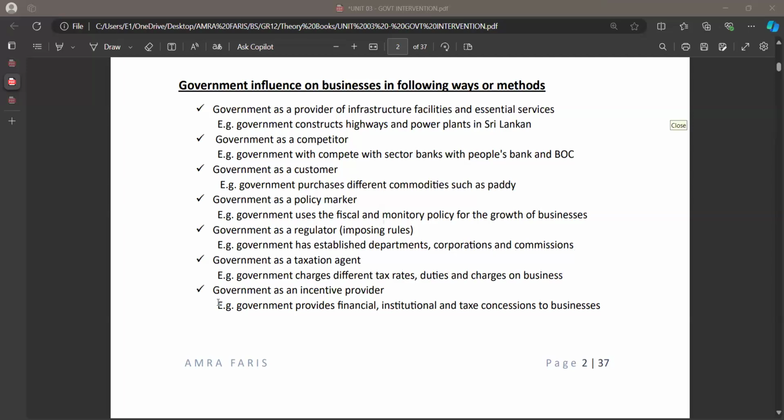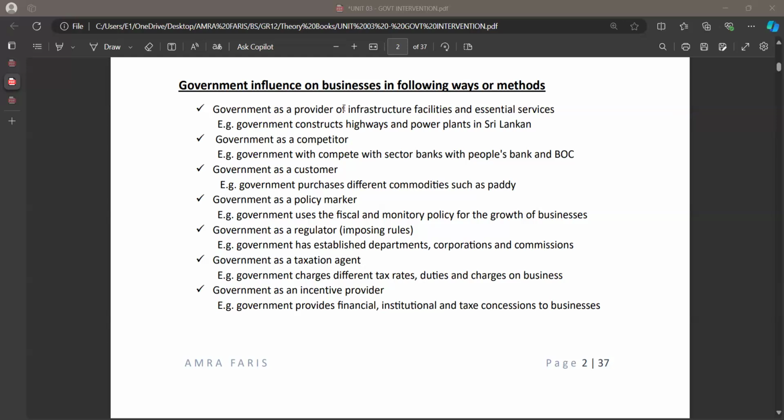And next one, government as an incentive provider. They provide benefits, like financial benefits and tax benefits. These are the ways or the methods that the government influences the business. Clear? This part is difficult, but we will learn it. I'll give realistic examples from here onwards.